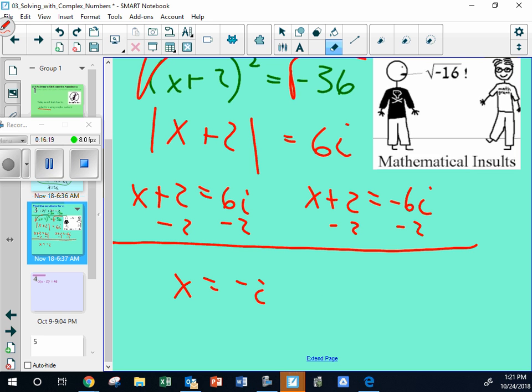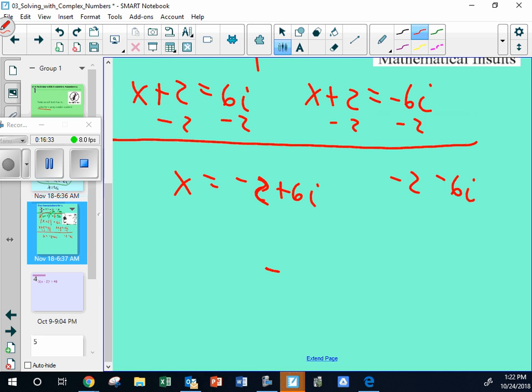Now, I could have written that as 6i minus 2, but I chose to write the real part first, right? Negative 2 plus 6i and negative 2 minus 6i. And if you really, really wanted to, you could put it all together into one statement: negative 2 plus and minus 6i.